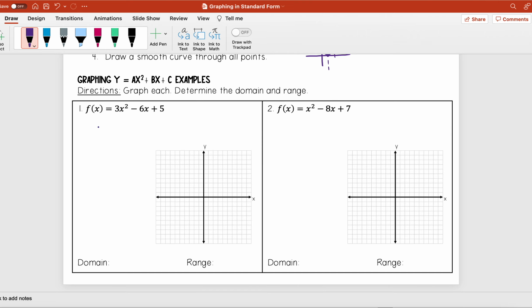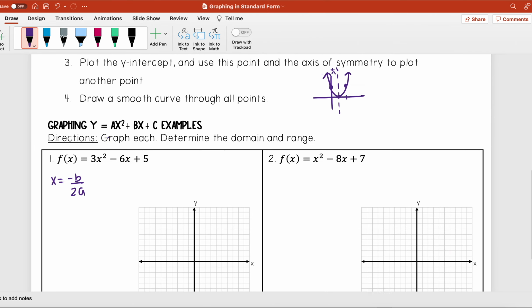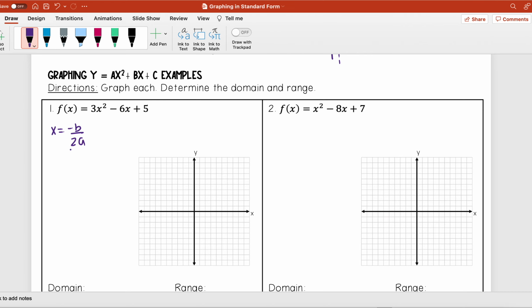So remember the axis of symmetry, that is x is equal to the opposite of b over 2a. And so I need to plug in my information there. And so remember a, that's the number in front of x squared, b is the number in front of x, and c is that last number that doesn't have an x with it.